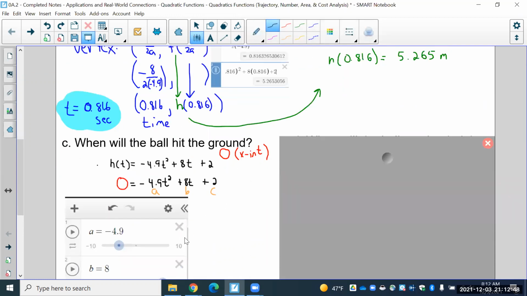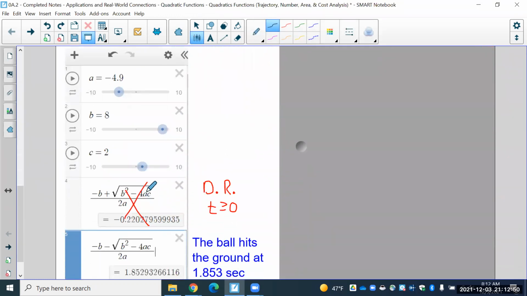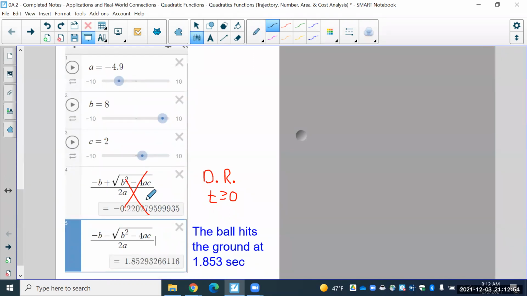So I have that all nicely screenshotted right here. And notice that I've crossed this one out because in every problem, not just this problem about quadratics, if they're talking about time, there's a domain restriction that time must be greater than 0. And that's not the case for everything. Velocity actually can be negative because it just means it's moving left or possibly moving down. It just changes direction. But time has to be positive. So we crossed this one out, meaning the ball hit the ground at 1.853 seconds.